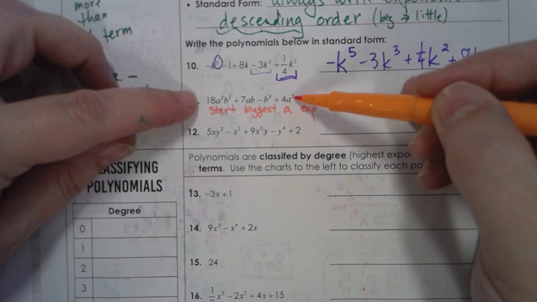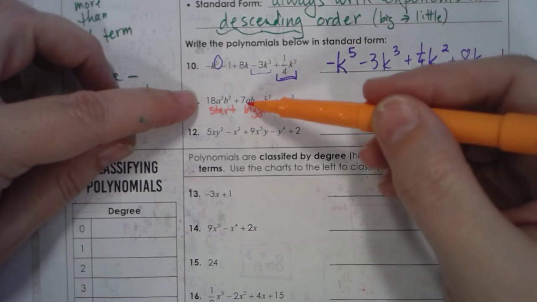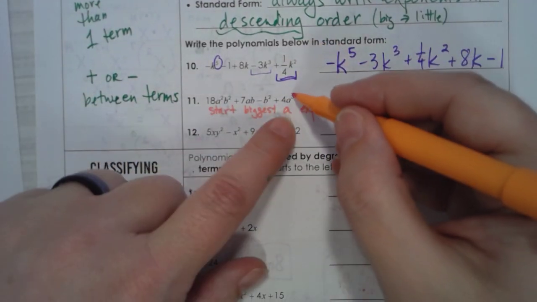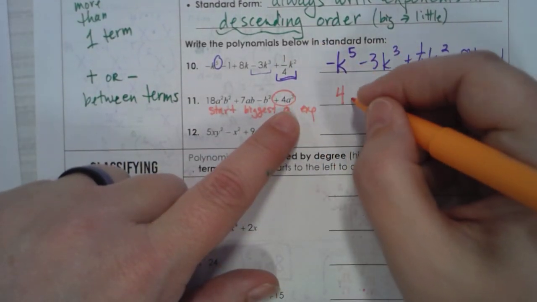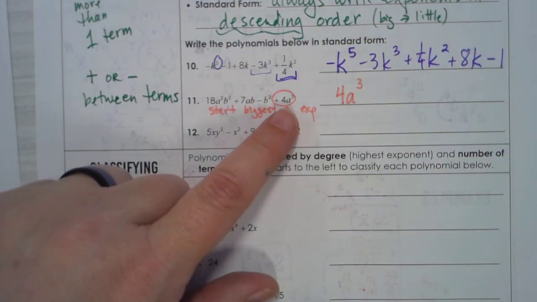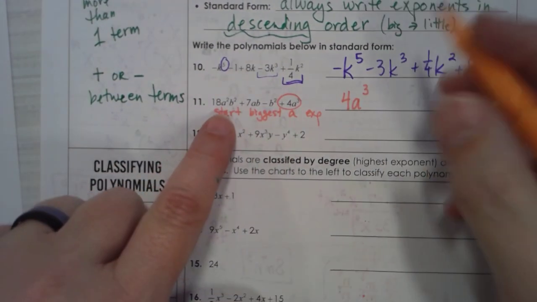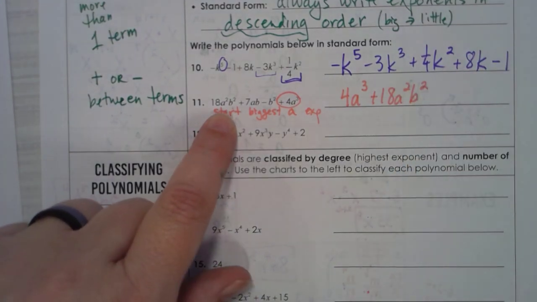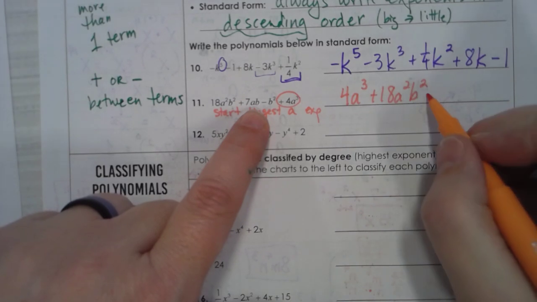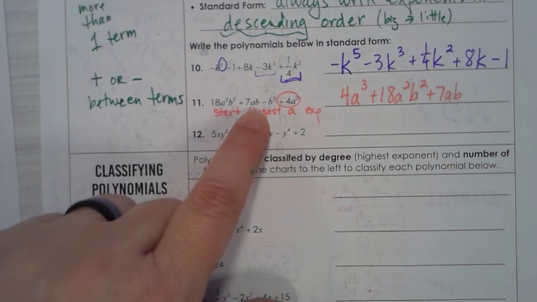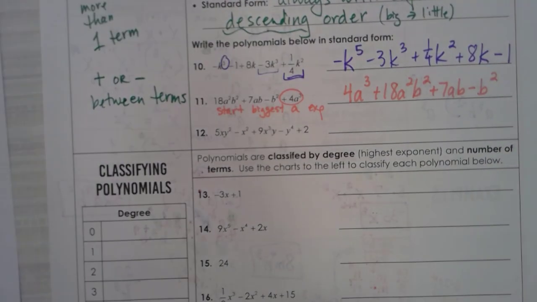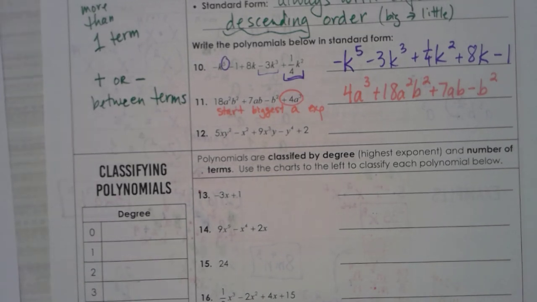So when I look at my A values, this has an A to the 3rd. That doesn't have an A. That has an A with no number, so that's a 1. This is A squared. So this is our biggest A term. So we'll start with a positive 4A to the 3rd, and then work our way down. So then 18A squared B squared would be next. After A squared is A, so that's the 7AB. And then we only have one last term that doesn't have an A, and we just tag it on the end. Okay? All right, so that's the idea of standard form.